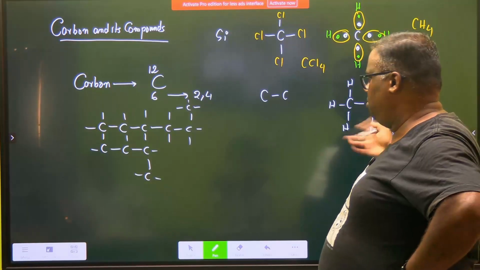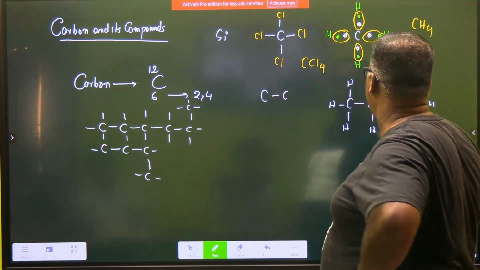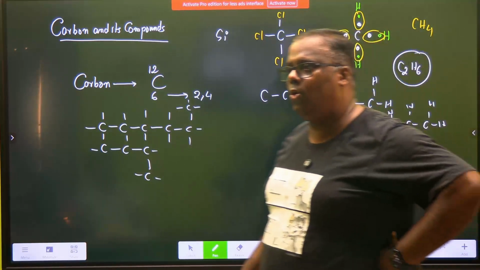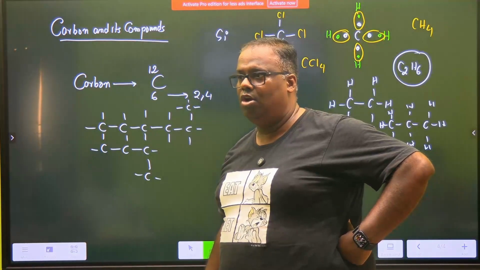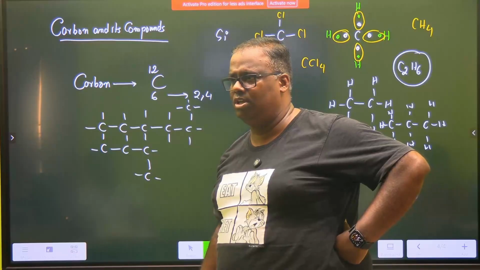I can make as many types. This compound will behave different from this. This will behave different from this. Oh, I have got a world of things that I can make with carbon. It's like a jigsaw puzzle or a Lego toy, as many shapes as you can give it.